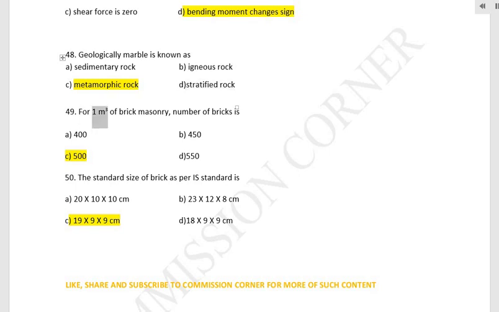For 1 cubic meter of brick masonry, number of bricks is: A. 400. B. 450. C. 500. D. 550.